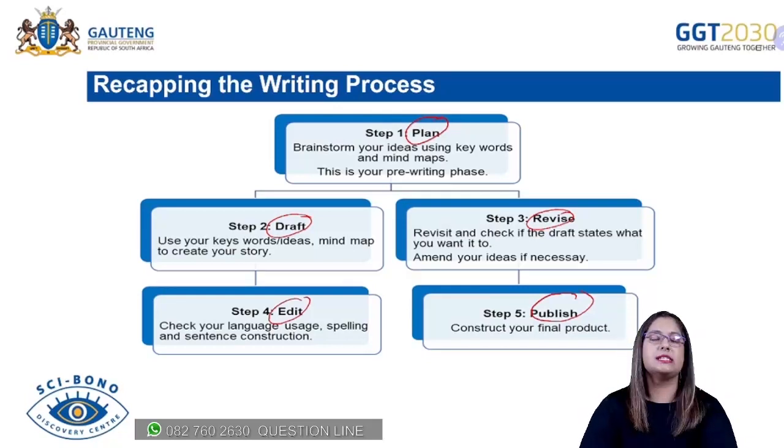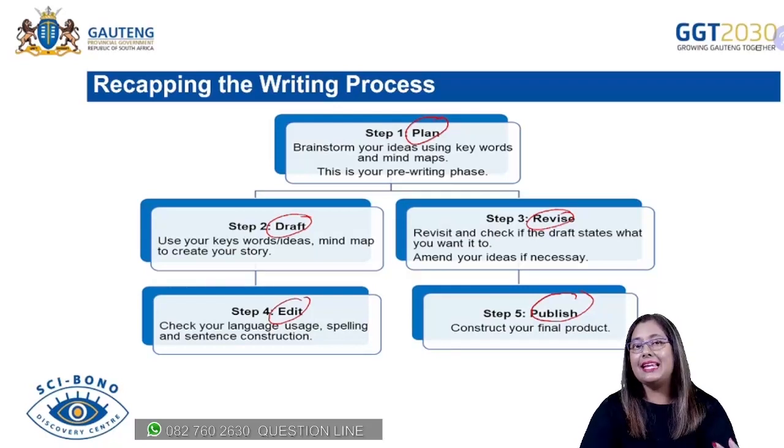Once you've done the first piece of writing, you're now going to go back, revisit it, and check if that piece of work makes sense. Does it state what you wanted to state? And if it doesn't, you then are able to amend it here or change what is not necessary for you.